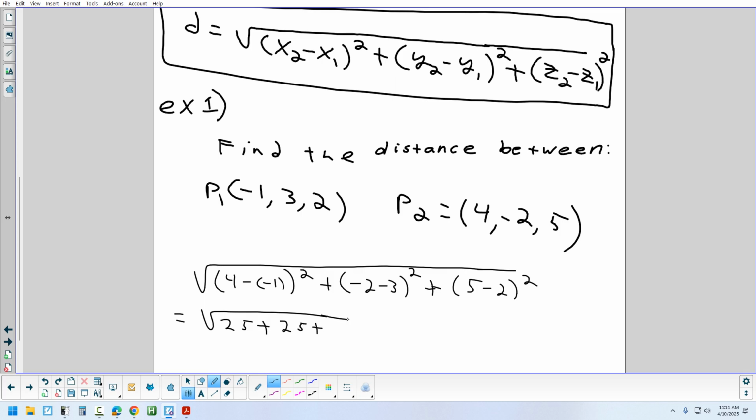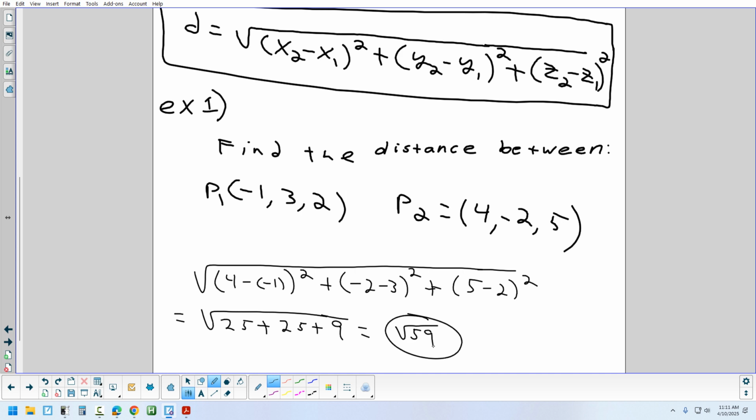And 5 minus 2? 3. And when you square that? 9. So what is the distance between P1 and P2? Square root of 59. Okay. If they want an exact answer, you need to leave it with the root. If they want a decimal, then you could type it in and round it off.